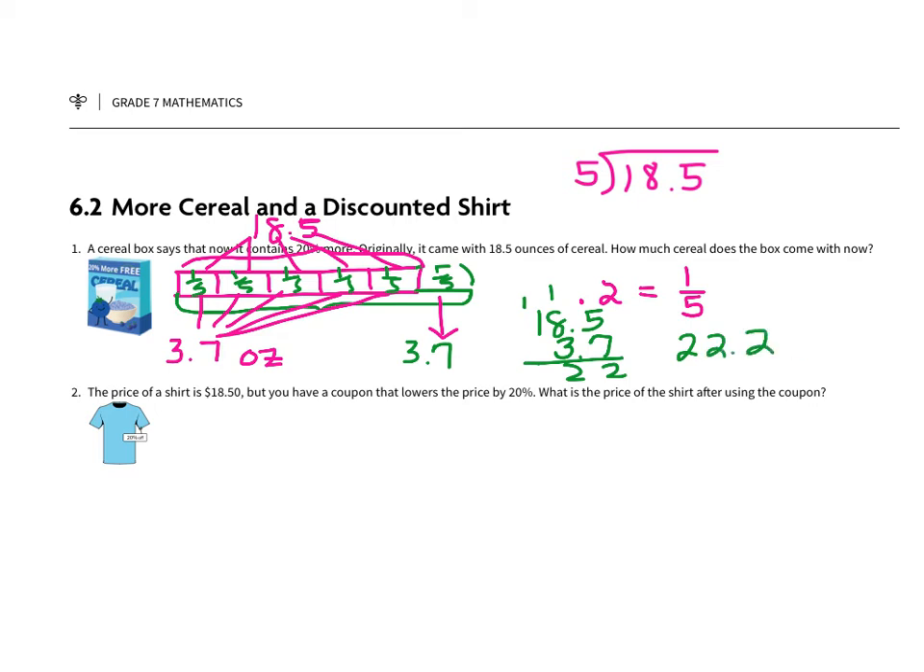How crazy is that? You know what today's date is? 2/22. Wow, that's amazing. That's coincidence, but serendipity.